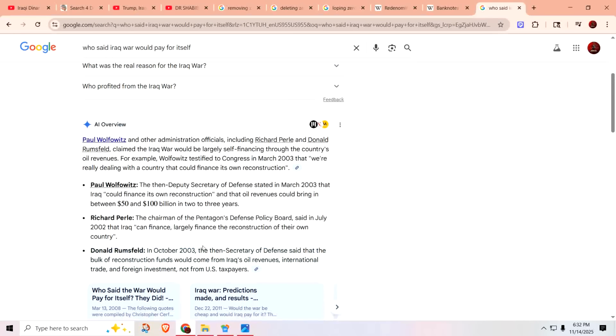Here he is. His name is Paul Wolfowitz. He's the one that said the Iraqi war would pay for itself, not Bush. You see right here, the then Deputy Secretary of Defense stated in March of 2003 that Iraq could finance its own reconstruction and that oil revenues could bring between 50 to 100 billion in 2 to 3 years. So no, the Iraq war didn't pay for itself. It cost us trillions of dollars. And he was wrong. What he was talking about was the oil sales. That's how the war would pay for itself.